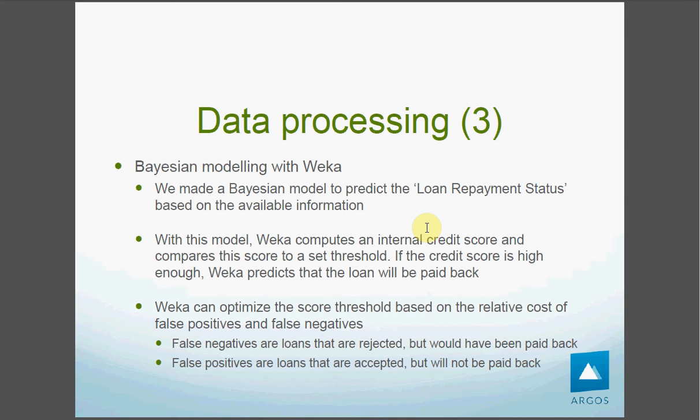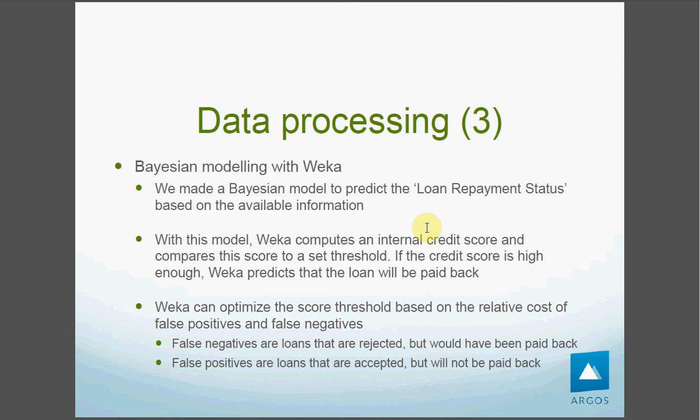So we've done a bunch of things with the information we were originally given, but we still haven't done the crucial part. Our goal here is to predict the loan repayment status based on the information we were handed. To do this, we've created a model that builds upon Bayes' theorem.